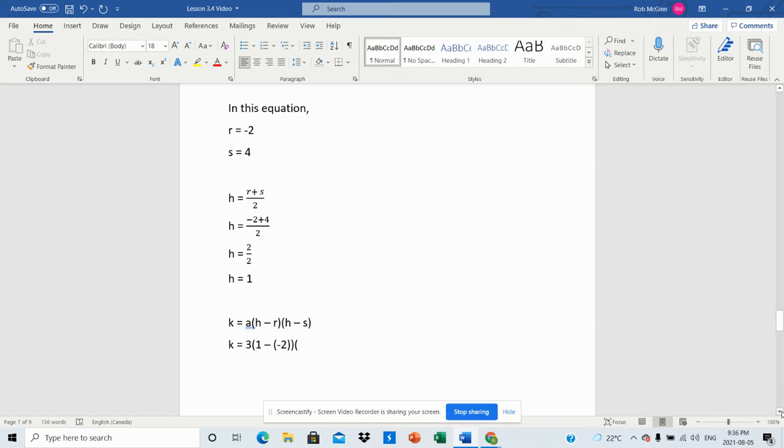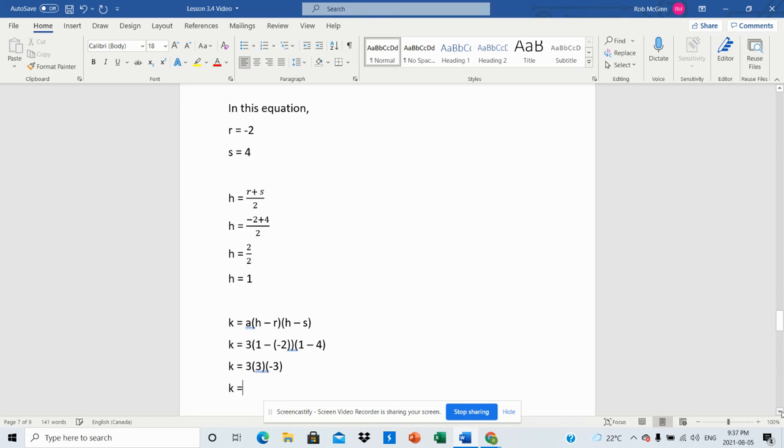For our first bracket, we've got 3 minus minus 2. And then h minus s is going to be 1 minus 4. We're going to simplify and then multiply. So order of operations tells us always do our brackets first. 1 minus minus 2 is the same thing as 1 plus 2, so that's going to be 3. 1 minus 4 is going to be minus 3.